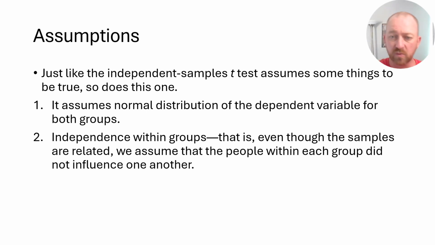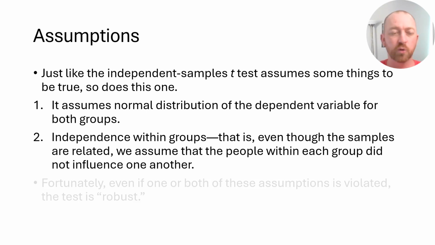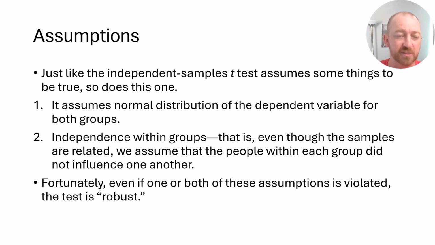We're not getting multiple scores from multiple individuals, and they're not influencing each other's scores even within each group. And again, just like the independent samples t-test, the dependent samples t-test is also robust to these violations. So if there is a problem here where you didn't quite achieve independence within the groups, it's still probably going to make the correct call.